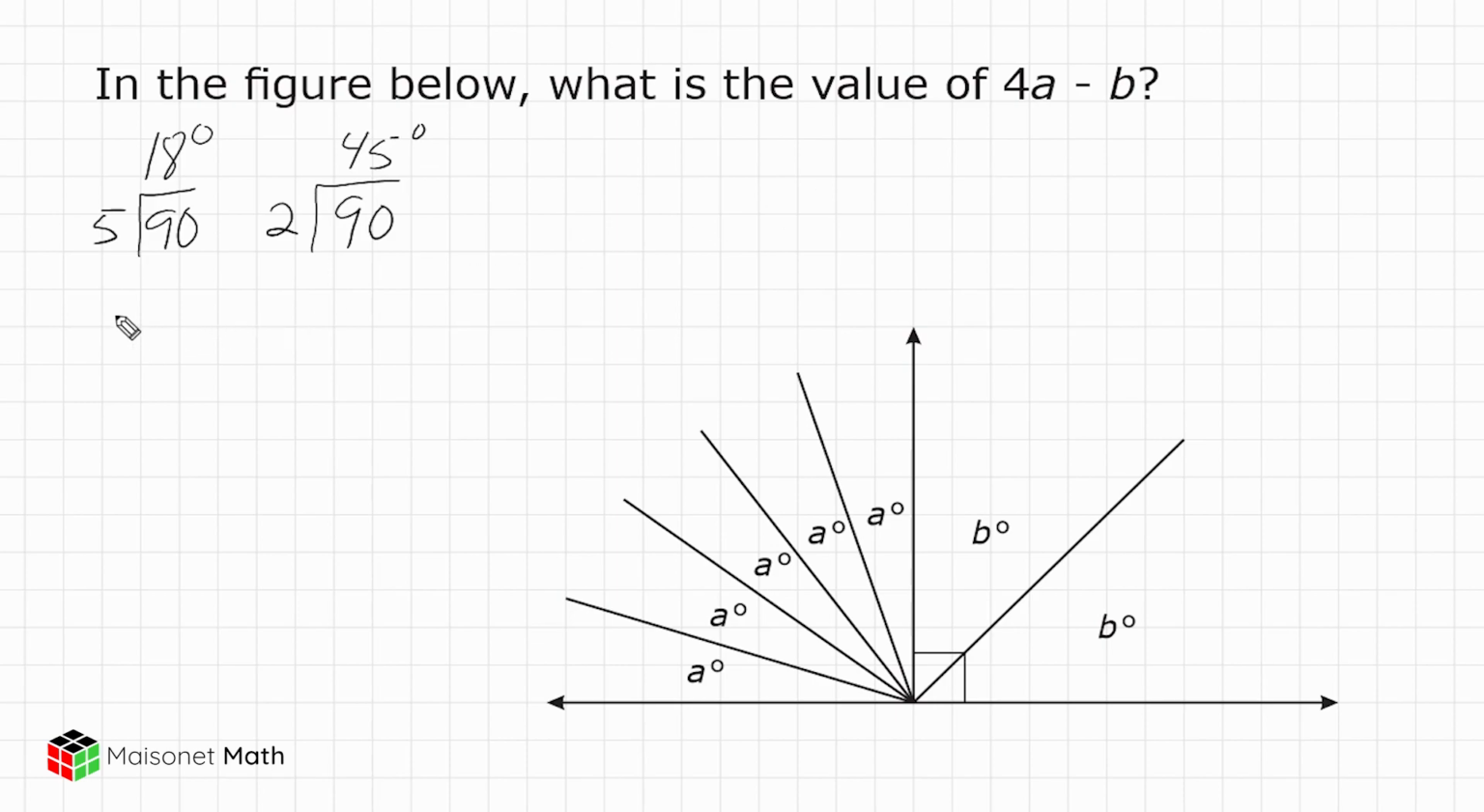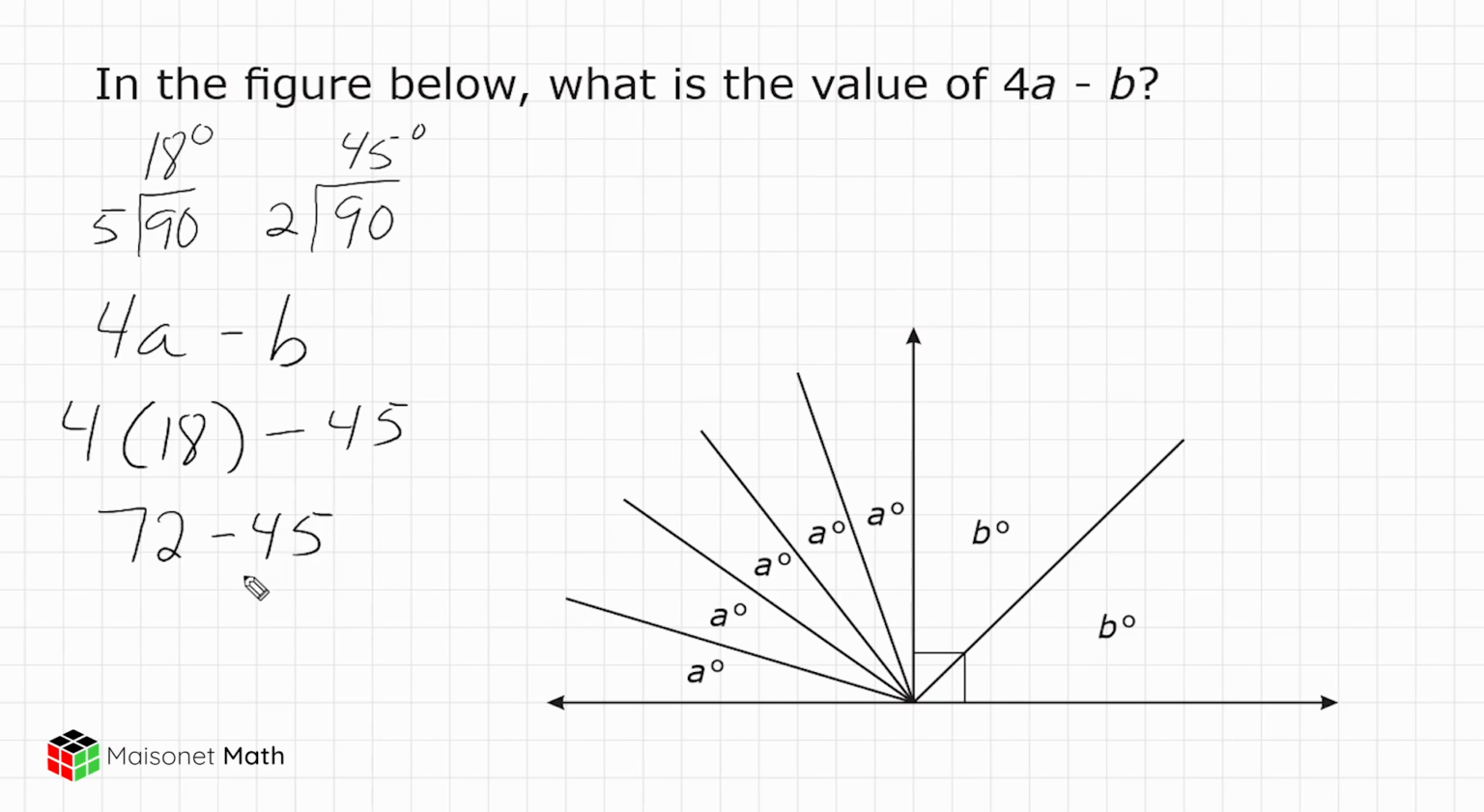So now what we're going to do is we're going to take our expression 4a minus b, and we're going to substitute 18 in for a, and we're going to substitute 45 in for b. Multiplying 4 by 18 gives us 72, and then we subtract 45 from 72, and that ends up giving us 27.